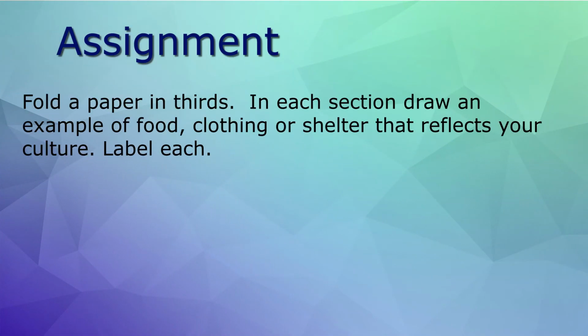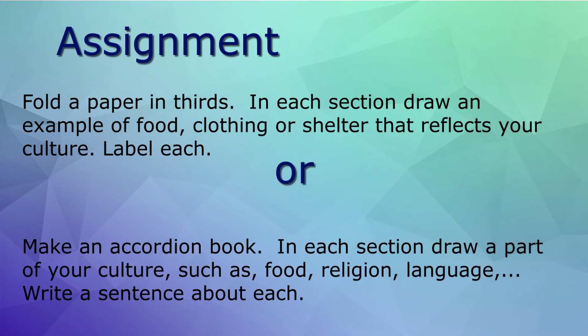Assignment. Fold a paper in thirds. In each section, draw an example of food, clothing, or shelter that reflects your culture. Label each. Or make an accordion book. In each section, draw a part of your culture, such as food, religion, language, etc. Write a sentence about each.